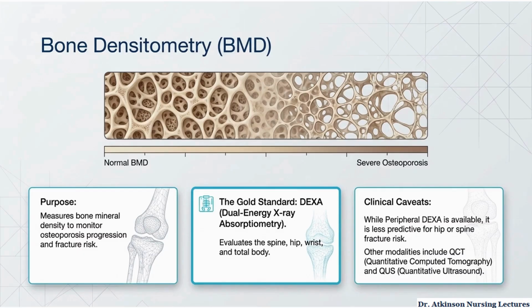Bone densitometry measures bone loss and tracks osteoporosis progression. DEXA is the gold standard and evaluates the spine, hip, wrist, or total body using T-scores. A T-score above -1 is normal. Between -1 and -2.5 is osteopenia, and -2.5 or lower is osteoporosis. Peripheral DEXA scans are less accurate for predicting hip and spine fractures. Nursing care includes explaining the meaning of T-scores, why scans are repeated over time, and how calcium, vitamin D, exercise, and lifestyle changes can slow bone loss.